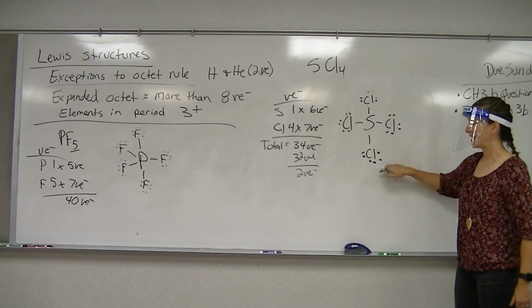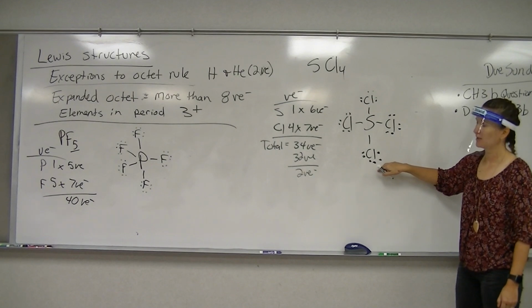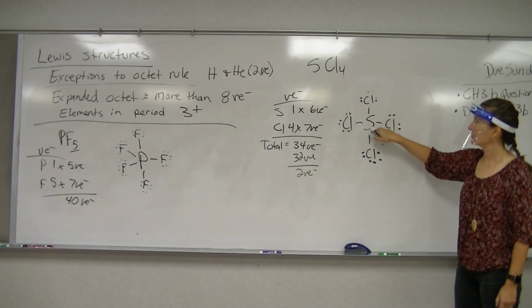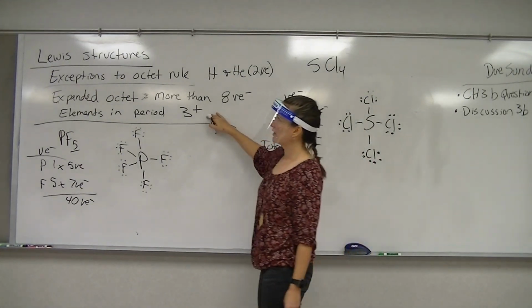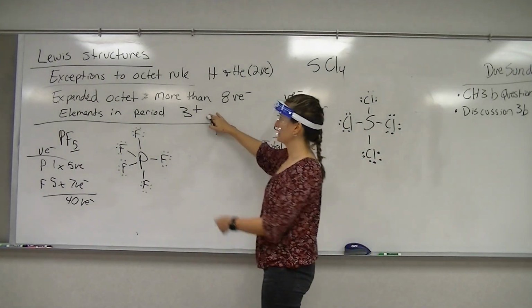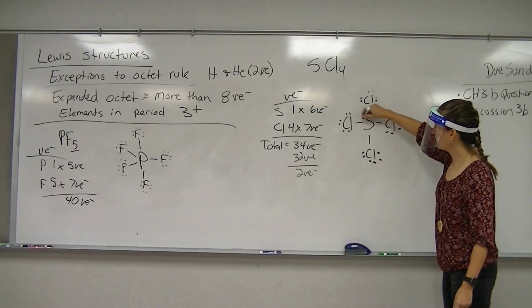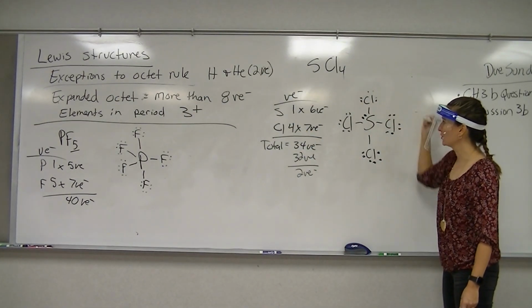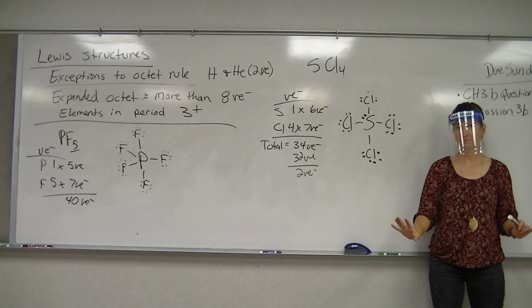So in this case, we can't add them to chlorine, because chlorine's in period 2. But is sulfur in period 3 or higher? It's right next to phosphorus. So that means it can have an expanded octet, so we can add them onto sulfur. So that's exactly what you do. You would put a pair on sulfur. Now sulfur has 10, but that's okay.